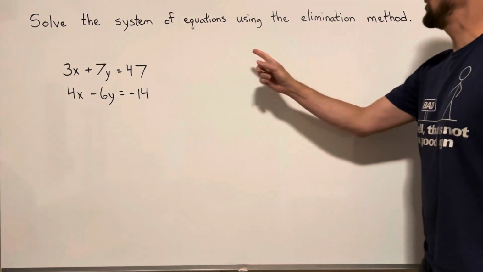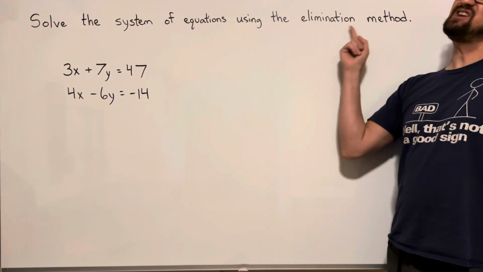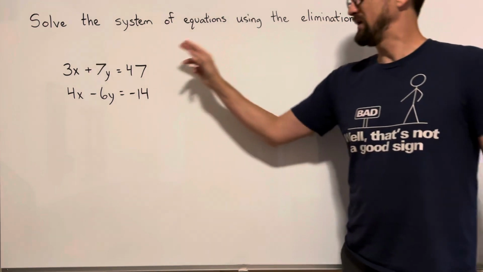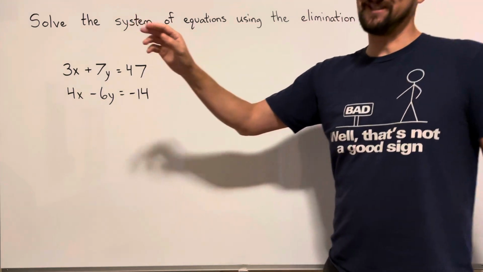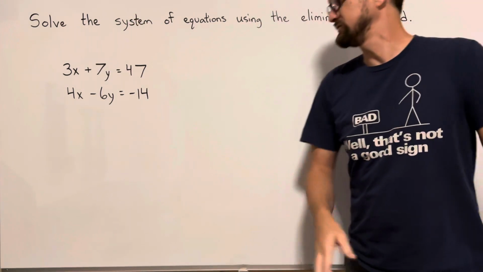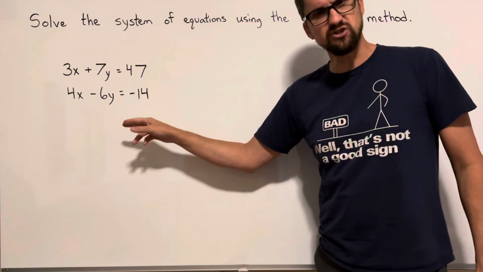Solve the system of equations using the elimination method. We have two equations here. That makes up a system. A system is when you have two or more equations. These are both linear equations.